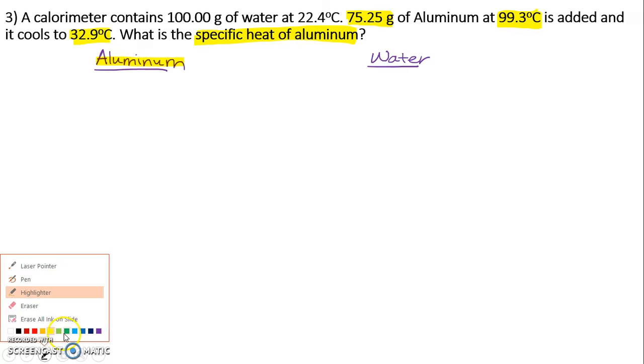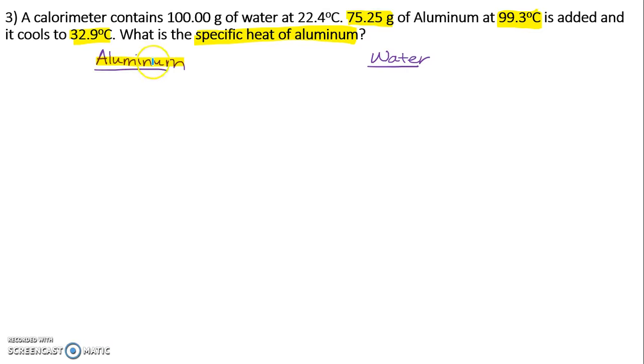But then we also, let's make it blue, have information about our water, which I'm going to make blue. Remember, we have 100 grams of water, and it starts at 22.4 degrees Celsius. The trick here is that we're always going to end up at thermal equilibrium. So this 32.9 degrees Celsius is the final temperature for both the water and aluminum. So I've got it in both blue and yellow.